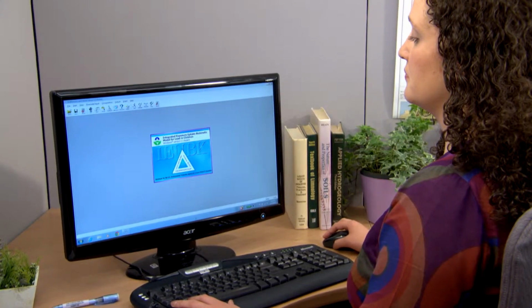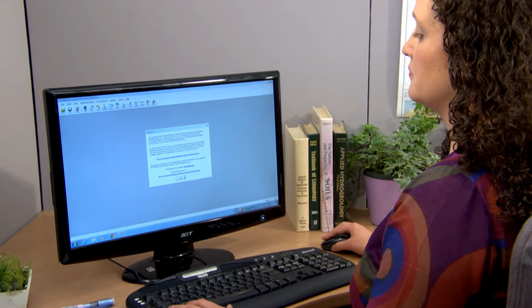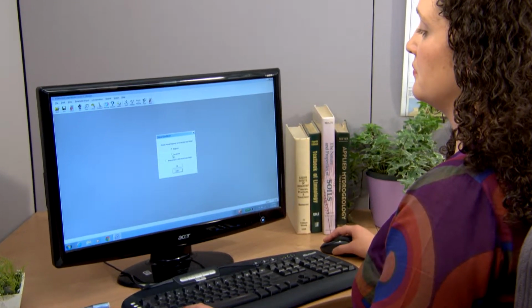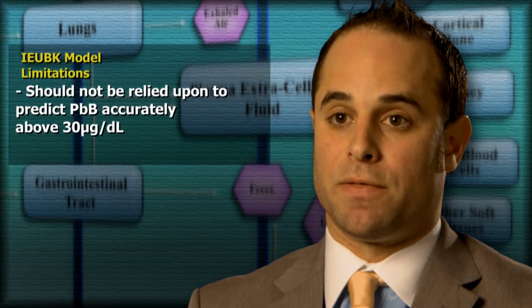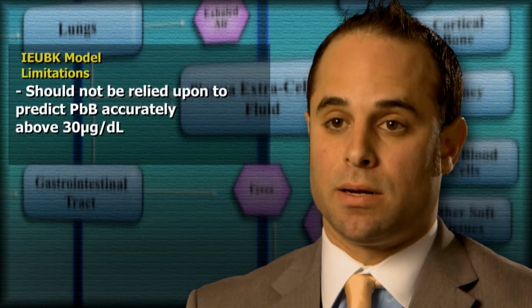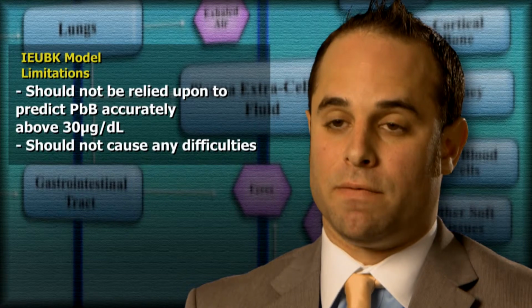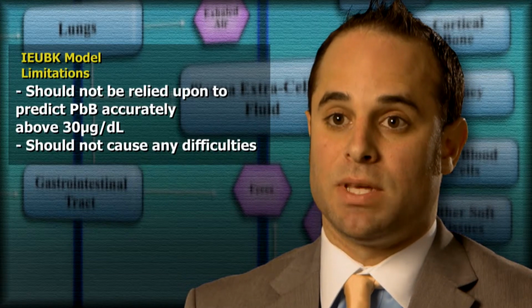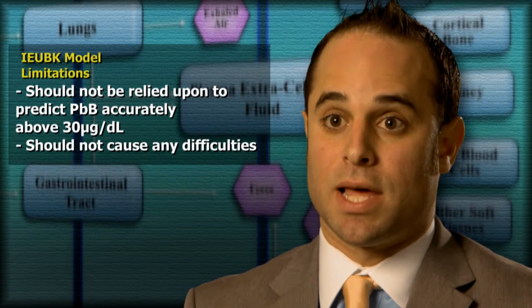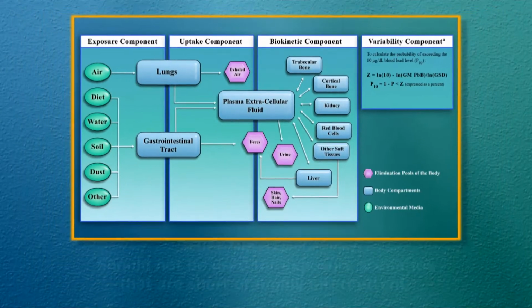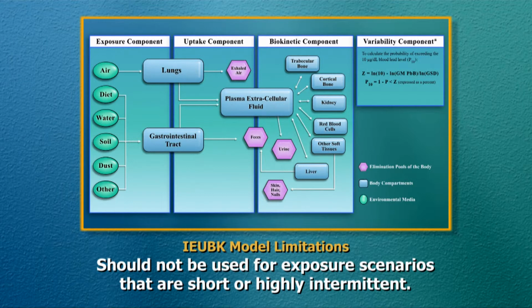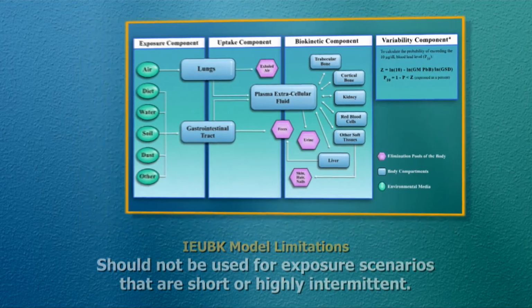The IEUBK model does have some limitations. One key limitation of the model is it shouldn't be used to predict blood lead levels above 30 micrograms per deciliter. This is well above the typical range found at EPA Superfund remedial sites, so that's really not a problem. Another important limitation of the model is that it shouldn't be used for exposure periods of less than 3 months or where exposure occurs less than 1 day in a week.